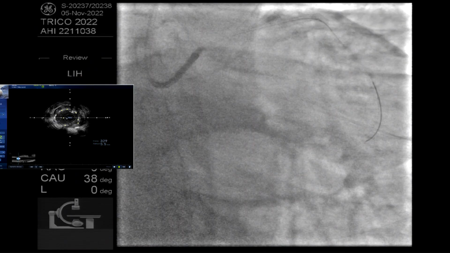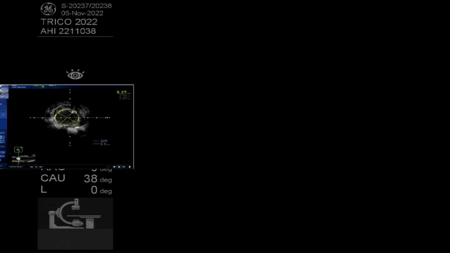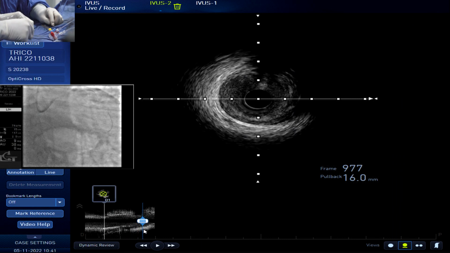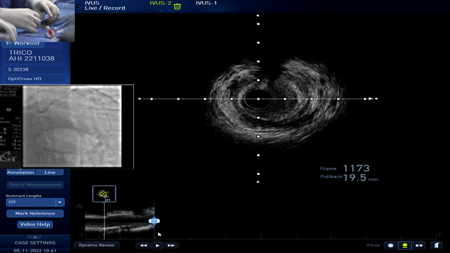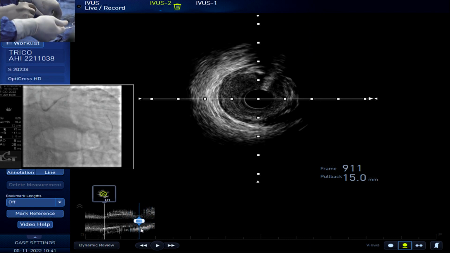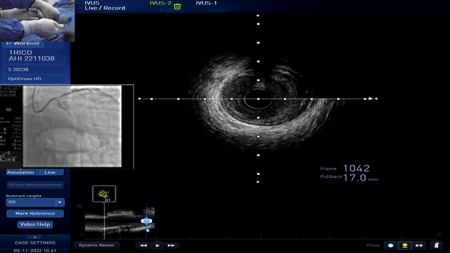We are now measuring the MLA. 5.2 square millimeter, right? After putting a stent, and then move to the ostium. Not yet. We cannot check the ostium, right? Yes. Okay, thank you.